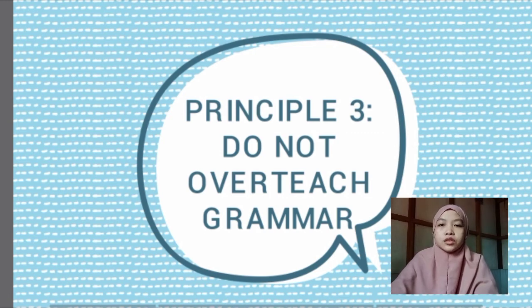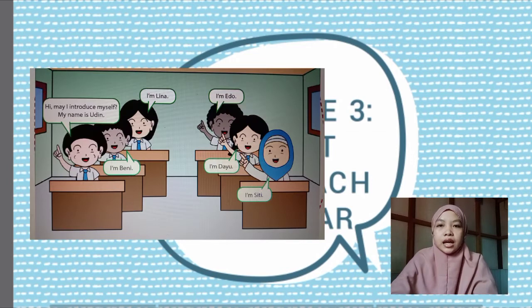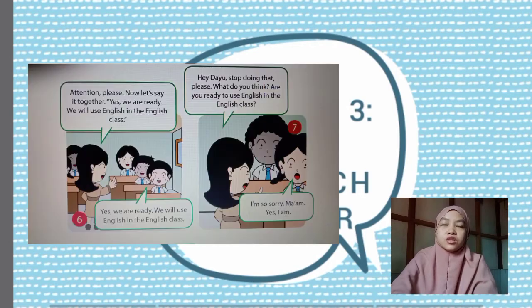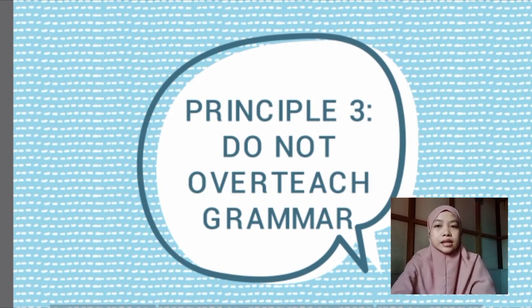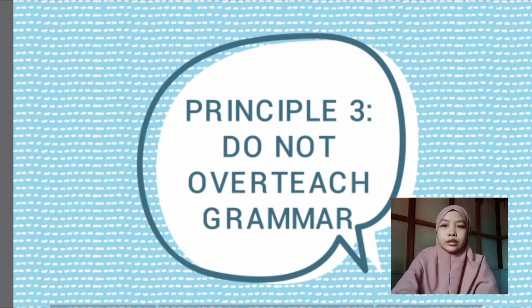Now we see from the teacher's book and student books for the age of this junior high school. Indeed, in the student books, they have a lot of conversation practice that is easy to remember if it is often practiced, which can be seen in the practice. All I have taken from the student books as an example. So I see that the teacher's book and this student book are in accordance with the principle of do not overteach grammar.